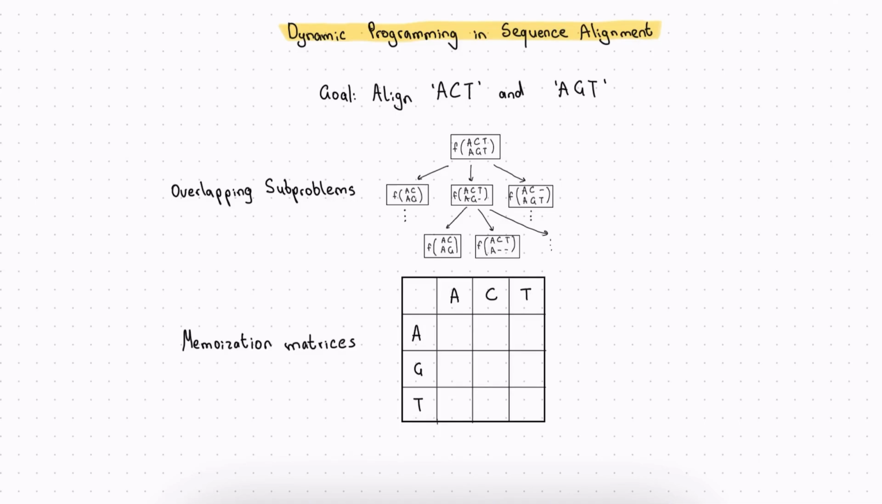Finally, let's talk about dynamic programming and memoization matrices, the computational foundation of the profile aligner. You can find plenty of resources on this topic, but I wanted to introduce it in the context of sequence alignment. Dynamic programming is a problem-solving approach that breaks complex problems into smaller, overlapping subproblems. But what does that mean in the context of sequence alignment? To understand, we can consider this problem or a goal where we are trying to align sequences ACT and AGT.